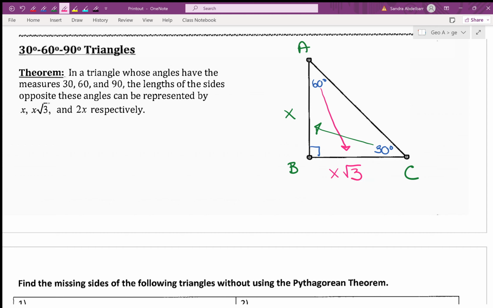Then you're going to look at the 90-degree angle and you're going to identify which side is across from the 90-degree angle or the right angle. Dimitri? AC. And that is going to be 2X.